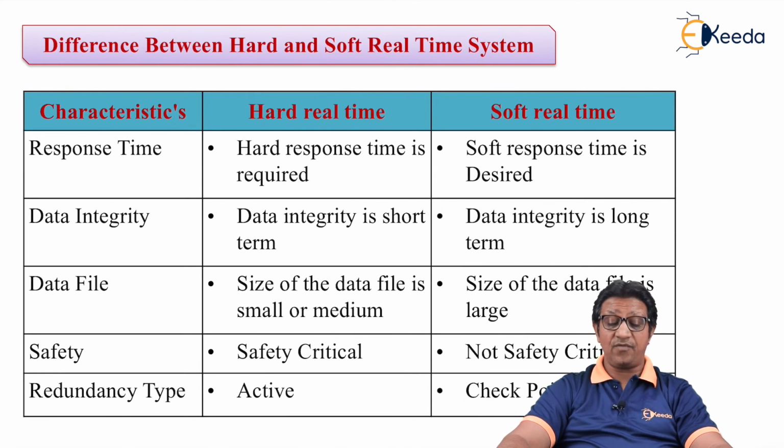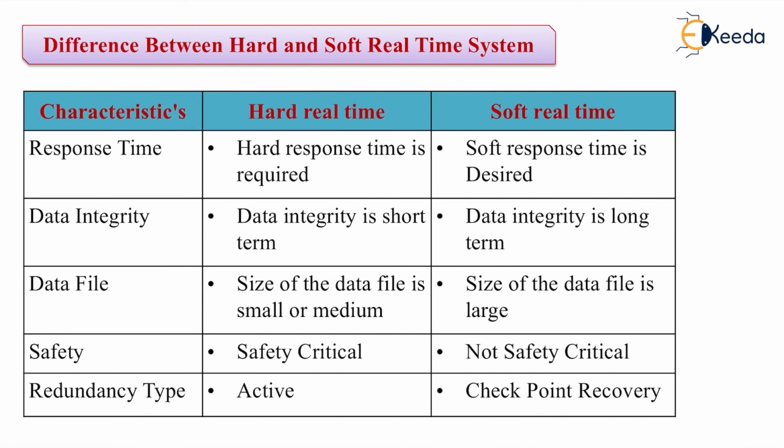The next is data files. Now in case of hard real-time systems, the data files will be smaller or medium in size, whereas in case of soft real-time systems, these files are large because more amount of data will come. Again, take an example of your missile guidance system. The data will be very less, but if I take a video conferencing system, then the data which is moving will be very high.